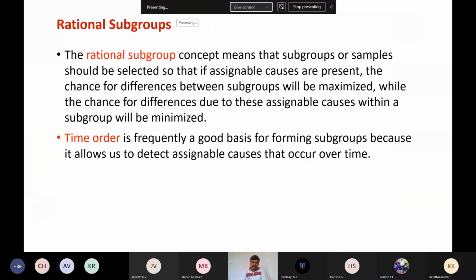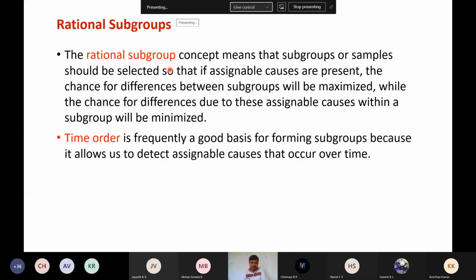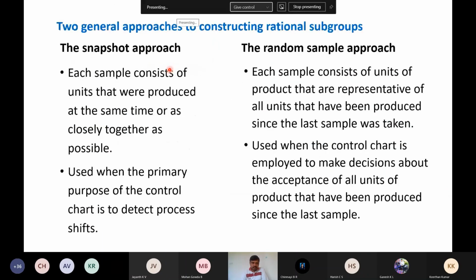So this we will understand with the help of the graph. This is a graph, and with the help of this we will understand. Before that, we will discuss two approaches. There are two approaches to construct rational groups. One is the snapshot approach. Another is the random sample approach.